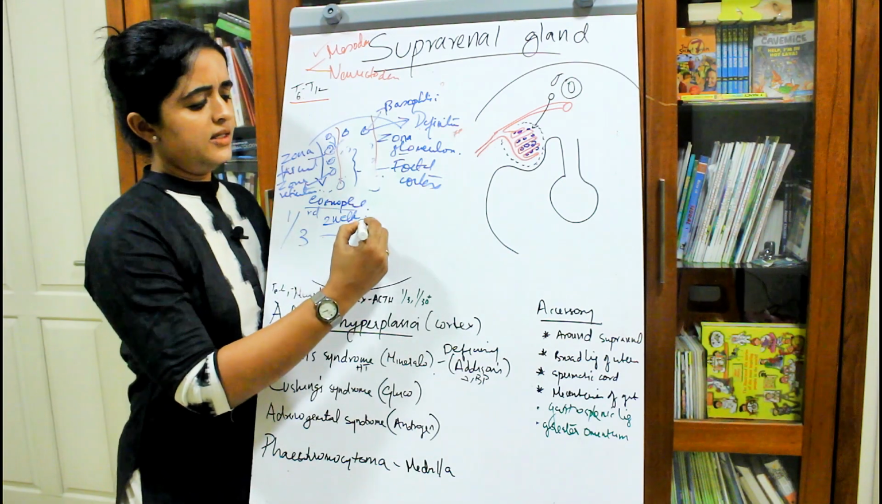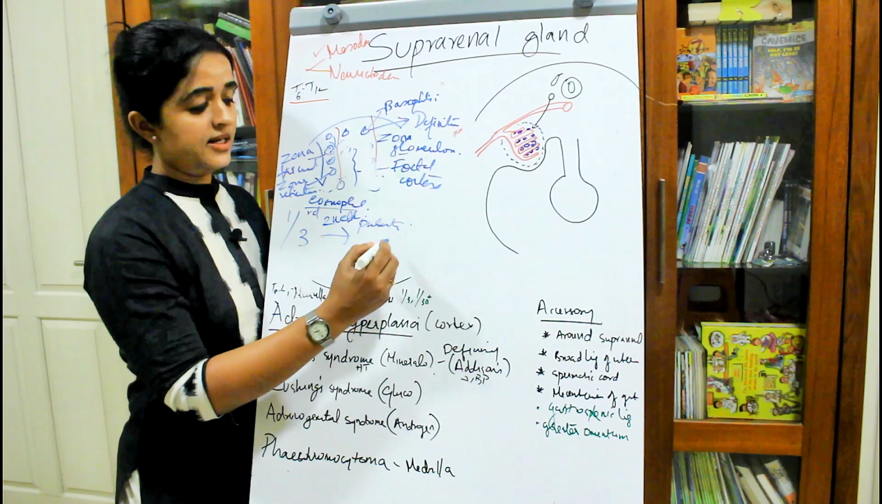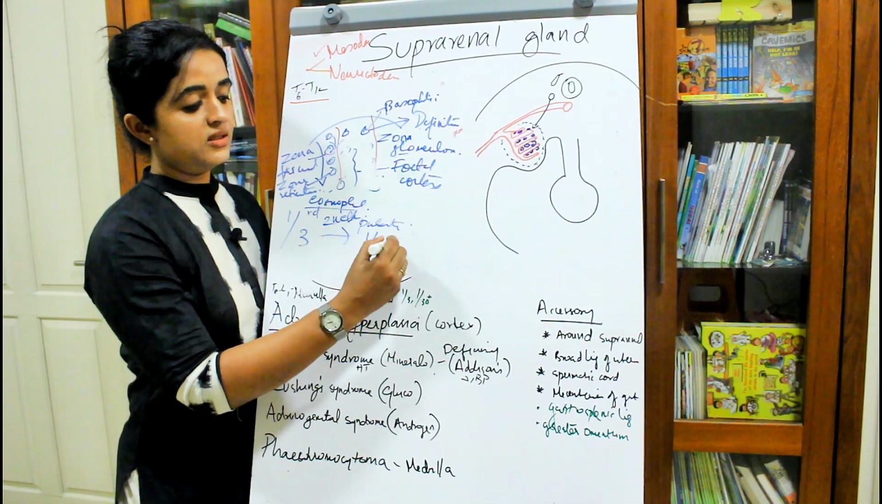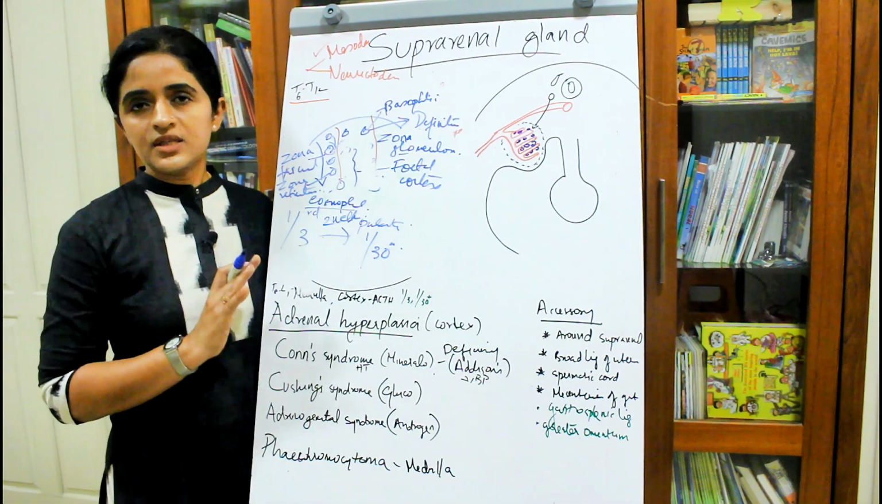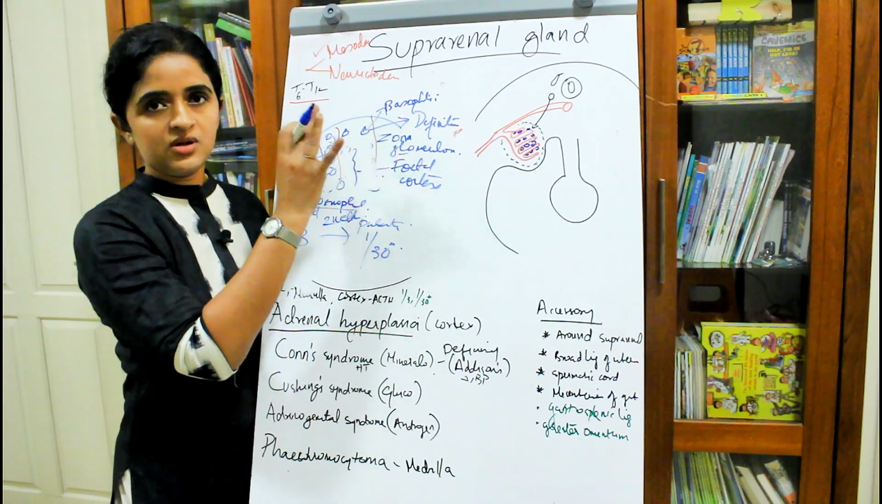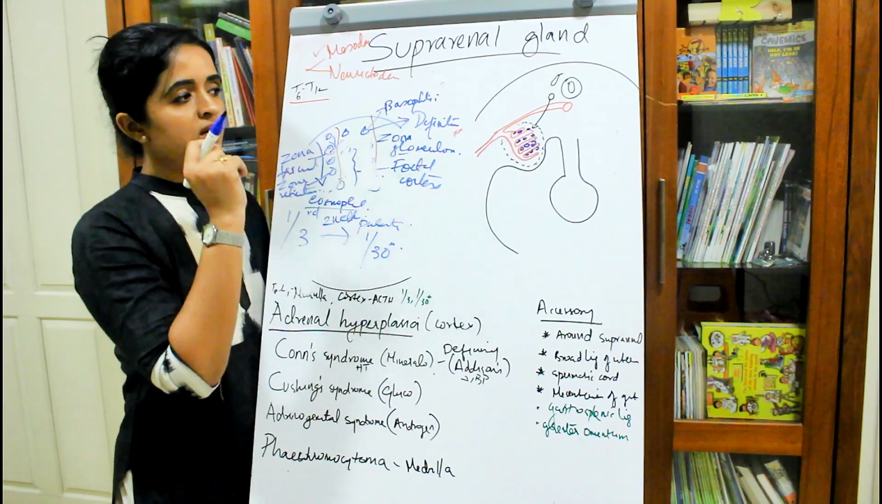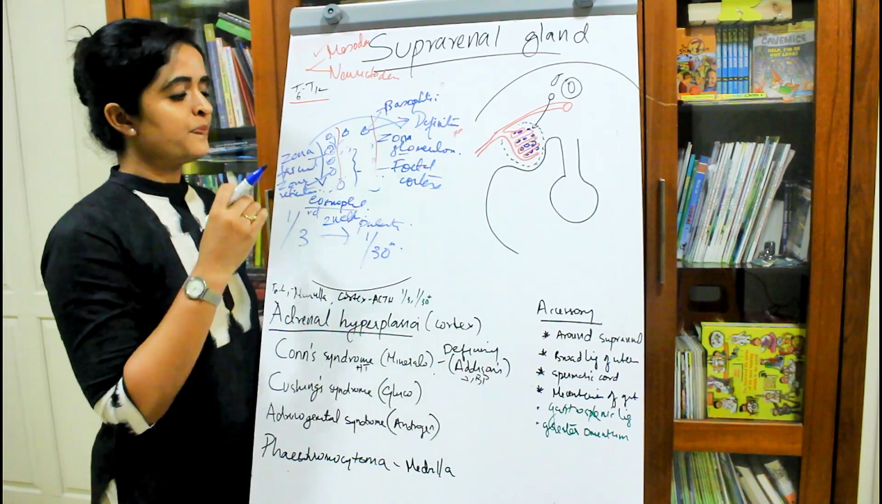Now by the age of puberty, the size of the suprarenal gland is roughly 1/30th of the size of the kidney. So that is the proportion of the size of the suprarenal gland. So this is about the formation of the suprarenal cortex. Now we will move on to the development of the suprarenal medulla.